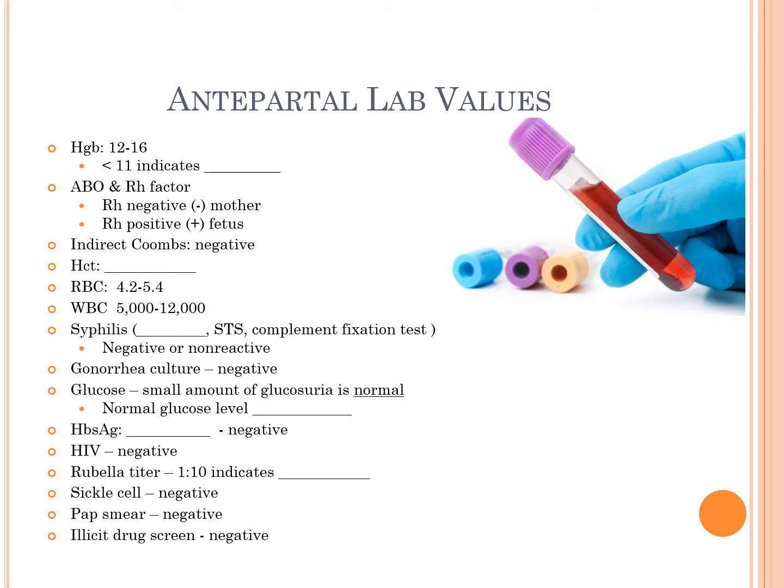So hematocrit in a pregnant woman is going to be 38 to 47%. Remember, these women are considered hemodiluted. They're going to have excess blood volume, not excess RBCs or anything else. It's just a blood volume increase. And so you're going to see a lower hemoglobin, a lower hematocrit. Your normal RBCs are 4.2 to 5.6. Your white blood cells are 5,000 to 12,000.